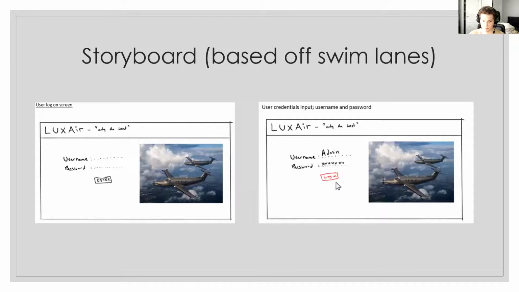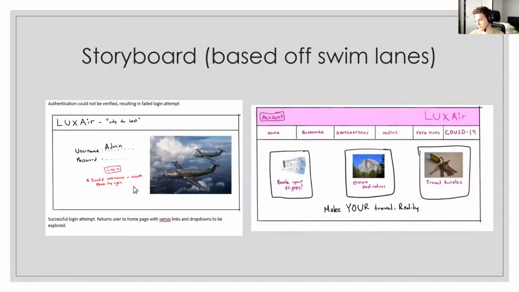And if we go to the next slide, we can see that authentication could not be verified. So this results in a failed login attempt. Now, this will generally respond with an invalid username or password, and it'll prompt the user to try again. When the user is successful at logging in, they are directed to the homepage of the website, and they have access to various links and booking credentials.